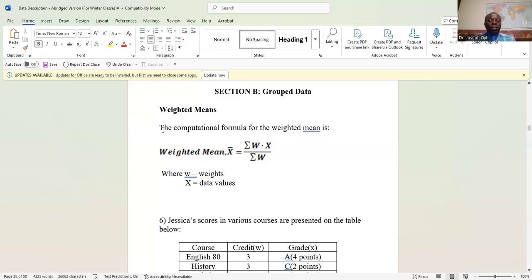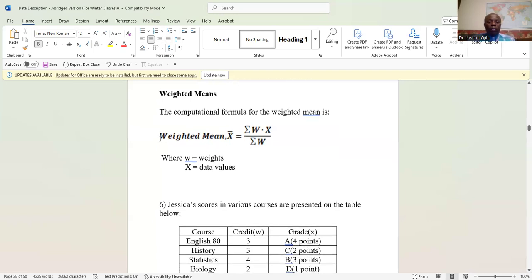The formula for calculating the weighted mean is shown on the screen here. You can see it says: weighted mean, x bar, equals the sum of the weight times x, divided by the sum of the weight, where w is the weight and x is the data values. So let us do an example here.